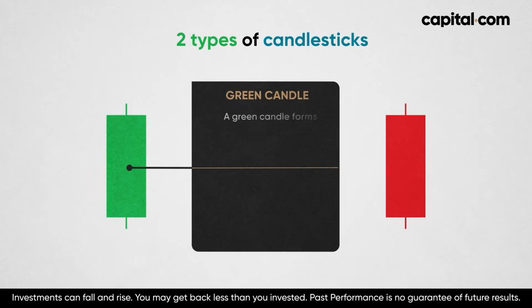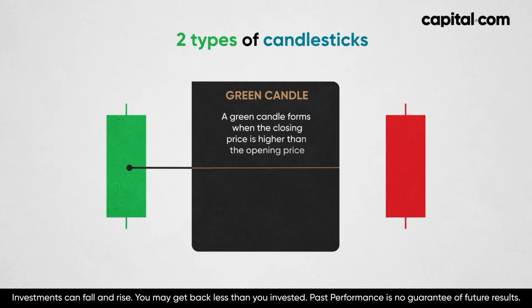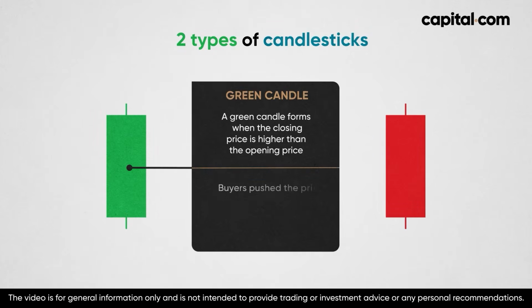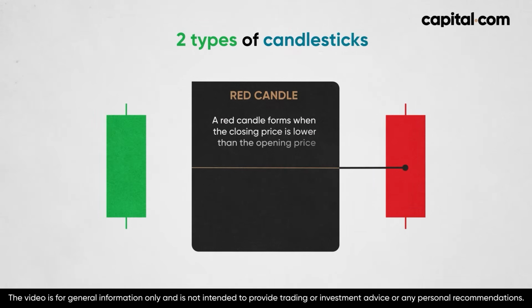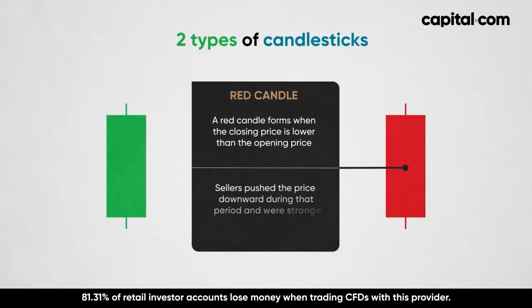A green candle forms when the closing price is higher than the opening price, meaning buyers pushed the price upward during that period and were stronger than the sellers. A red candle forms when the closing price is lower than the opening price, meaning sellers pushed the price downward during that period and were stronger than the buyers.